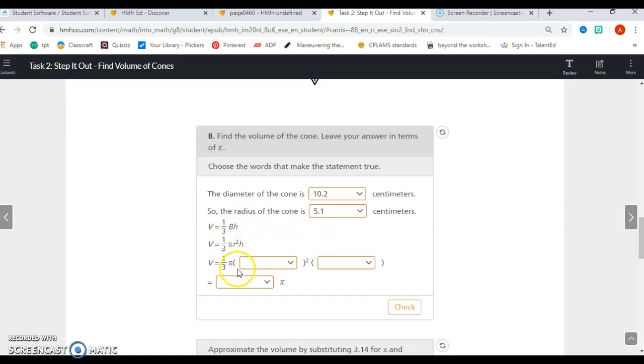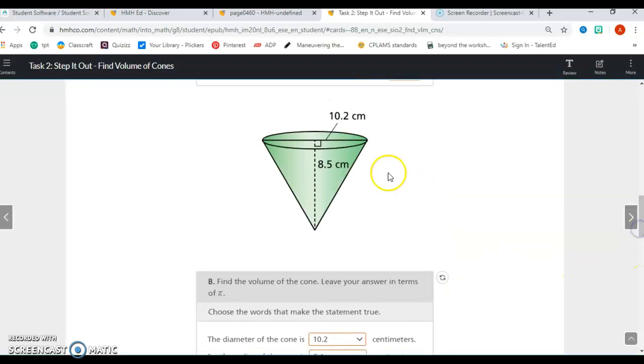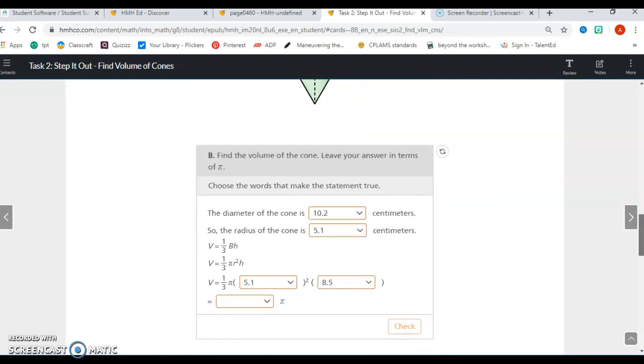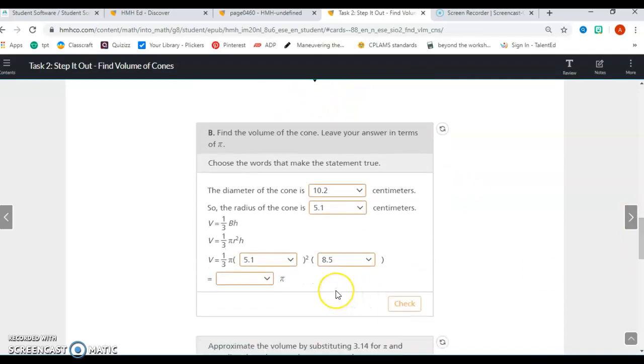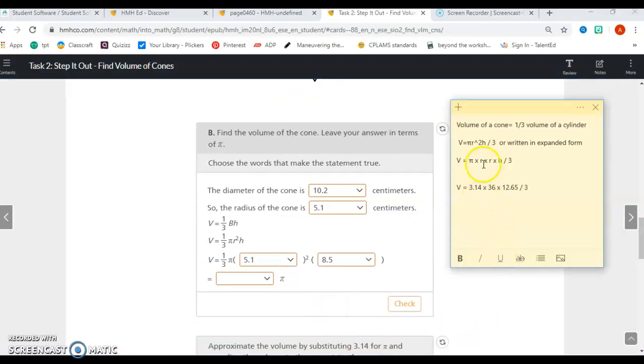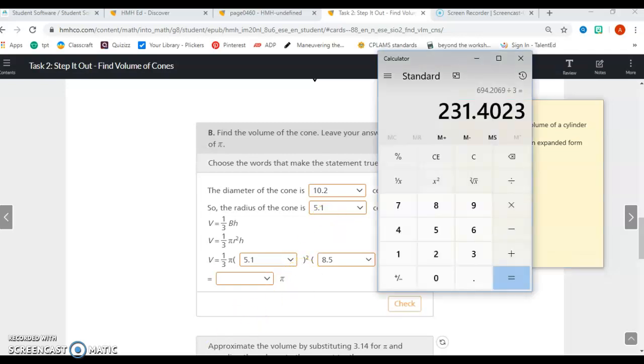So let's put it into our formula. 1/3 pi radius squared, but I know the radius is 5.1, times height, but I know the height is 8.5. And let's double check. Height is 8.5. Got it. And now let's multiply it out in terms of pi. Following our formula, we're going to leave pi out because that has to be in our answer. But what we need to do is do radius times radius times height and divide it by 3. So let's try it.